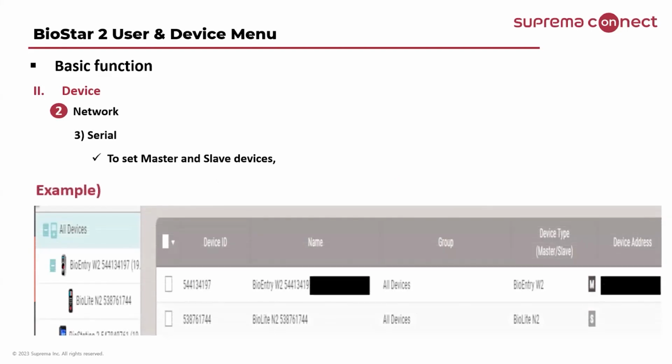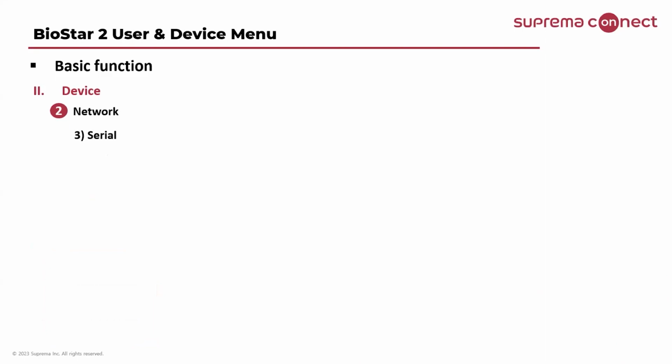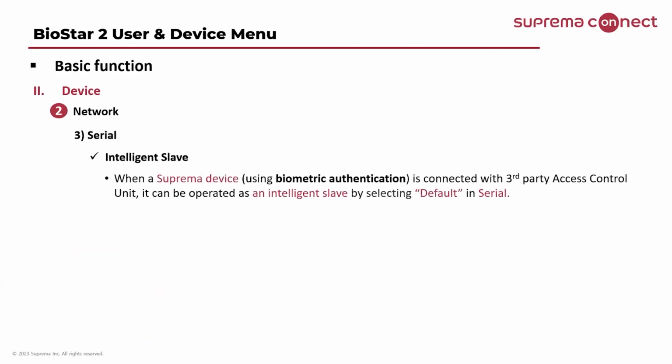In this example, BioEntry W2 is set as a master device and BioLight M2 is set as a slave device. And I will introduce another option, Intelligent Slave.